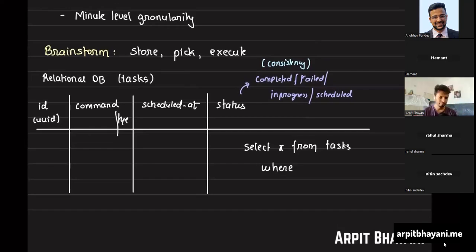So select star from task where scheduled_at is less than time.now plus 30 seconds. Minus or plus? Plus, sorry. Plus. Okay. That's it. Would this be your query?